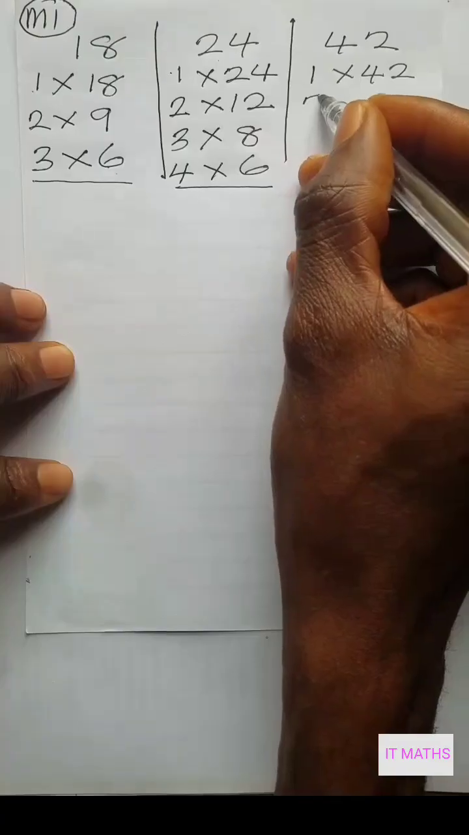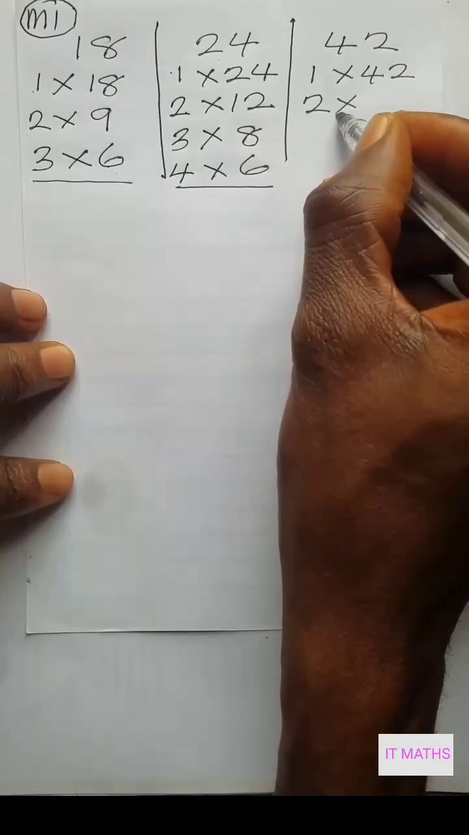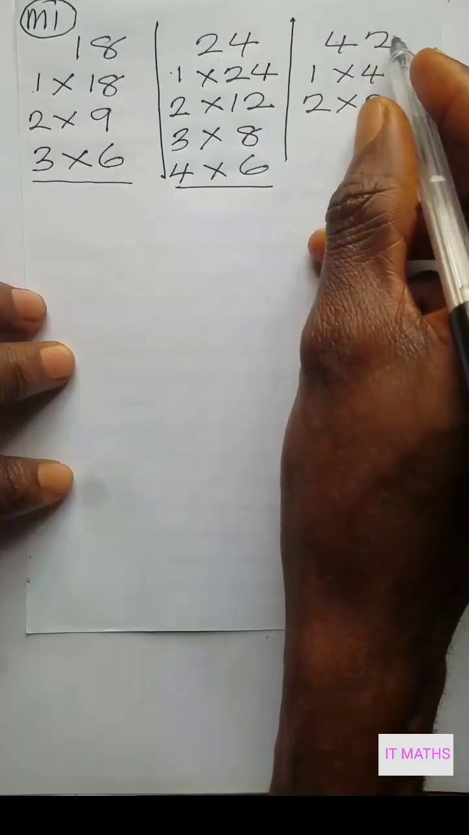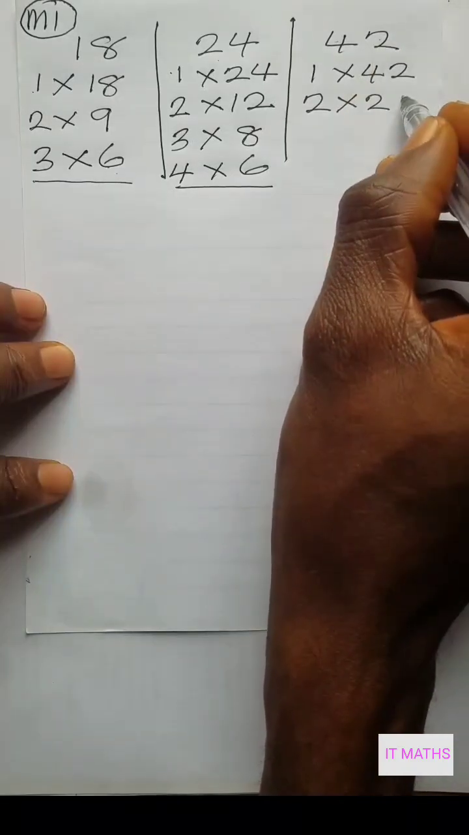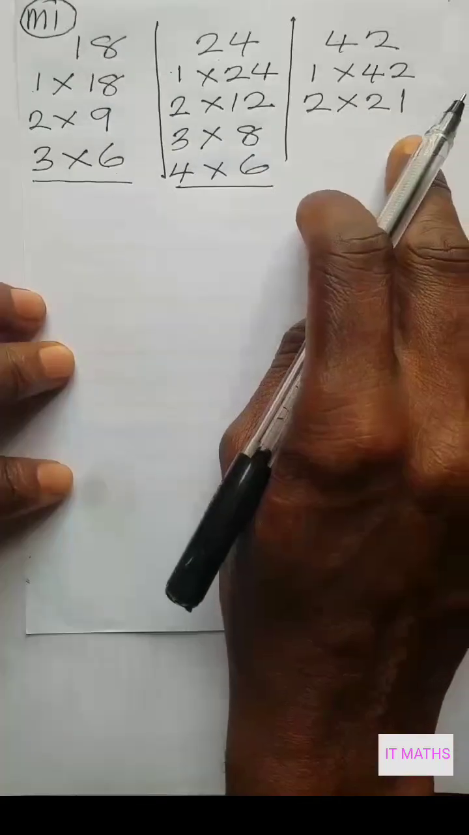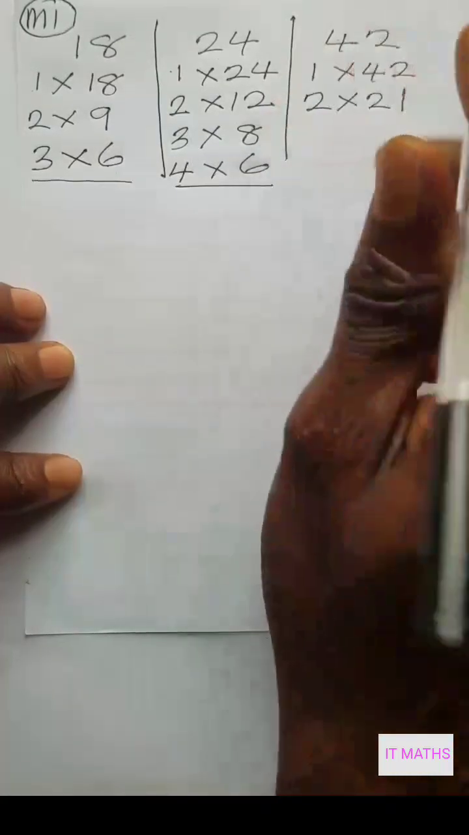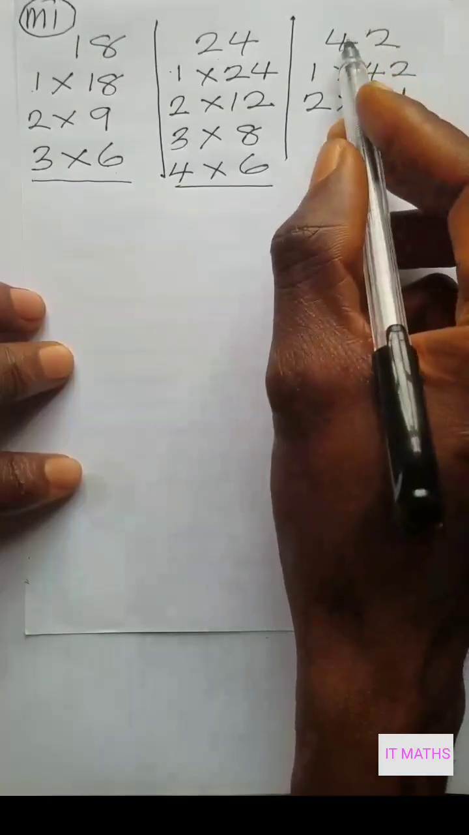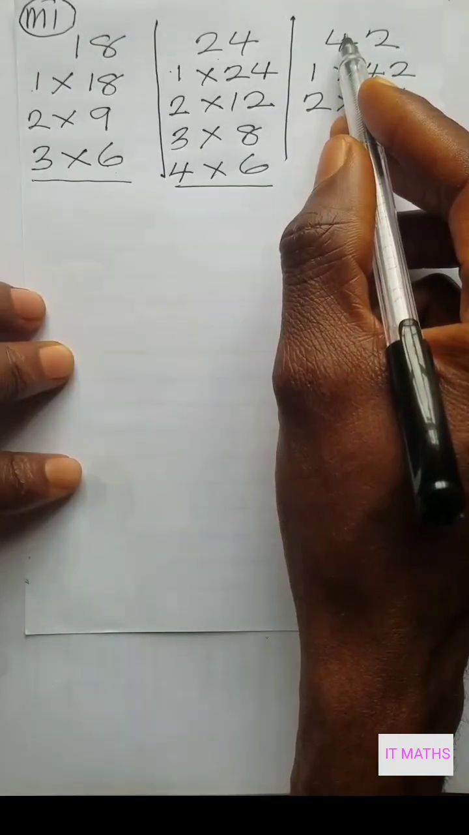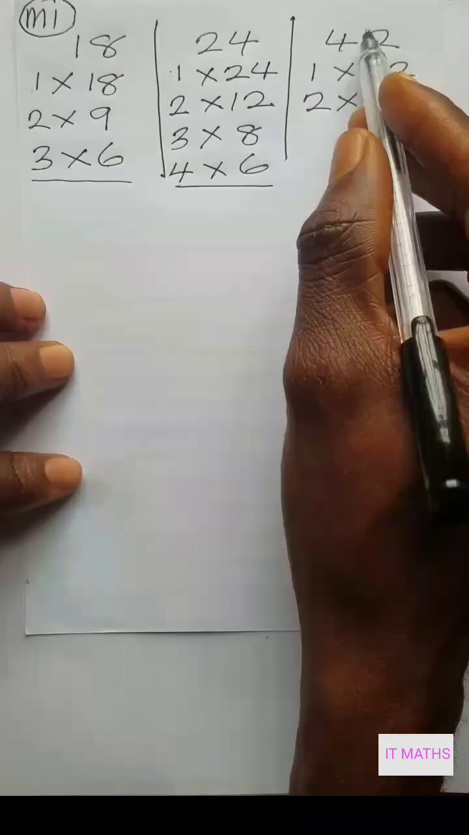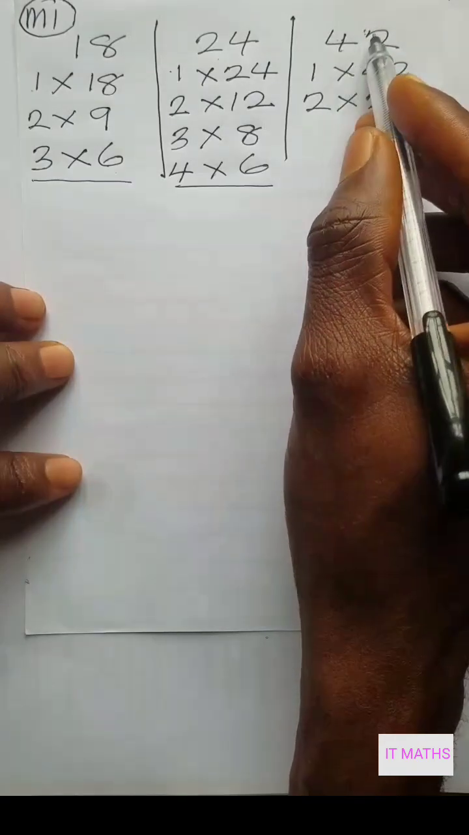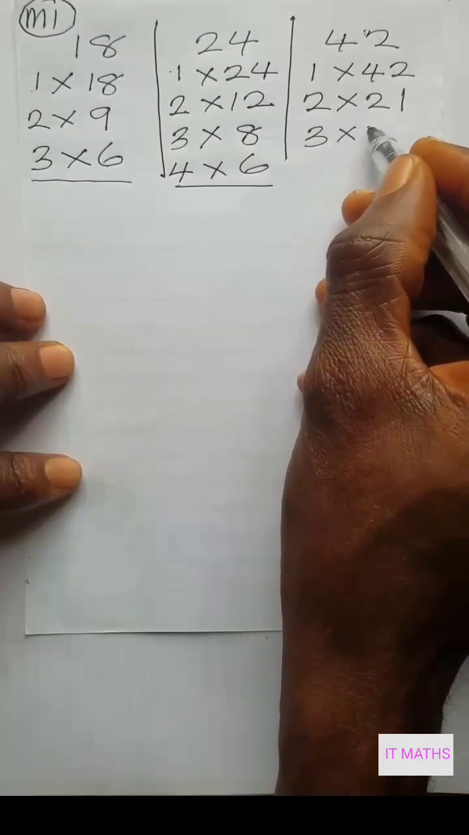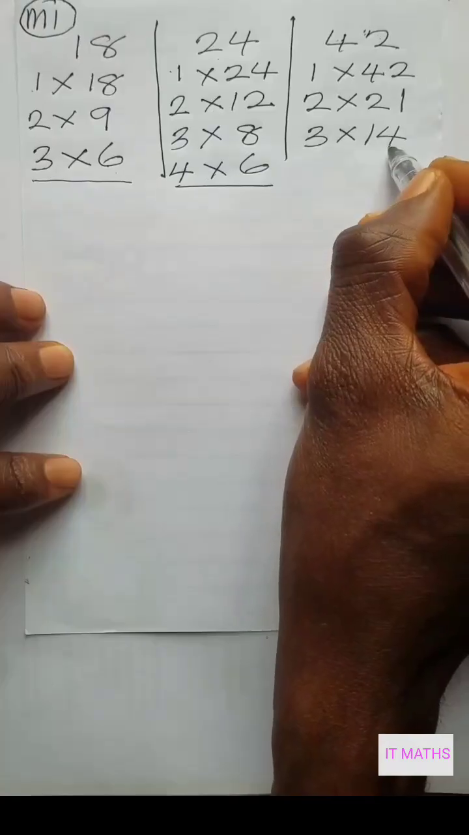Does 2 times anything give 42? Let's see. 2 goes into 4 is 2. 2 goes into 2 is 1. So 2 times 21 is 42. Does 3 times anything give 42? Let's see. 3 goes into 4 is 1. 1 will remain. 3 into 12 is 4. So 3 can go. And that is 1 and 4.